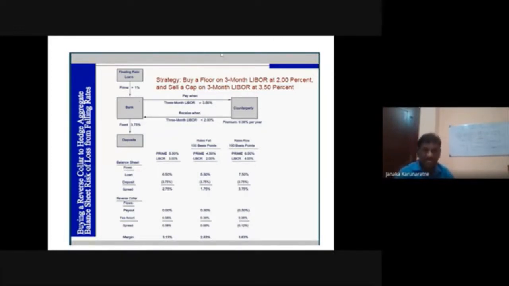Now, the counterparty enters this transaction because he has a different exposure, which is not shown here. He may also have an exposure, so this may be beneficial for him. That's why he enters into a transaction like this.